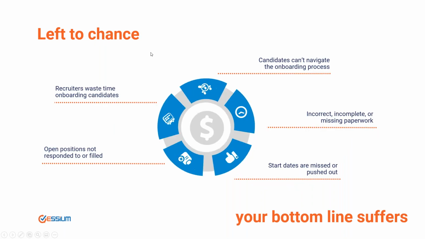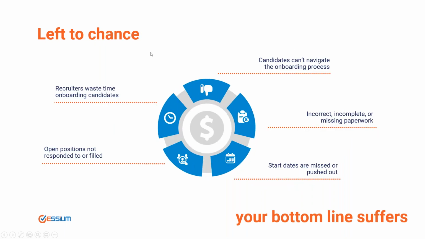And that friction can often result in a lot of different problems, one of them chasing candidates. Other issues then are recruiters, because they're chasing candidates, are not spending time onboarding more, recruiting more candidates and filling more jobs. You may have candidates that then are not returning the right paperwork, or just not getting through the process because they don't fully understand what needs to be done.